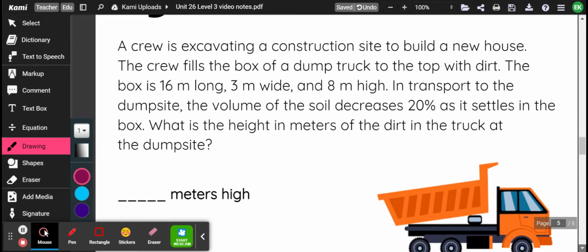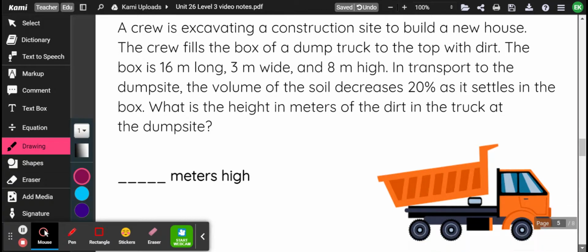Number 5 is talking about a dump truck and what's happening to the soil. So a crew is excavating a construction site to build a new house. They fill the box of the dump truck to the top with dirt. The box is 16 by 3 by 8. So 16, 8, and then this length here, I'm going to draw this out, is 3.